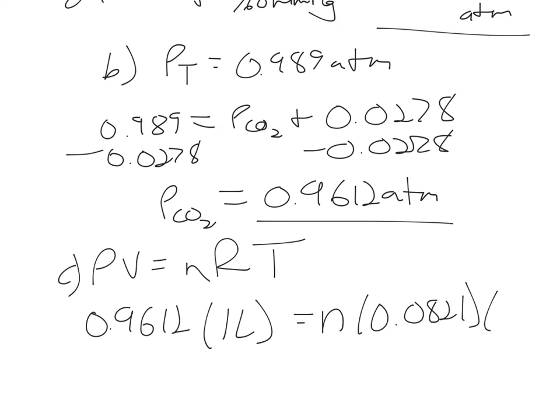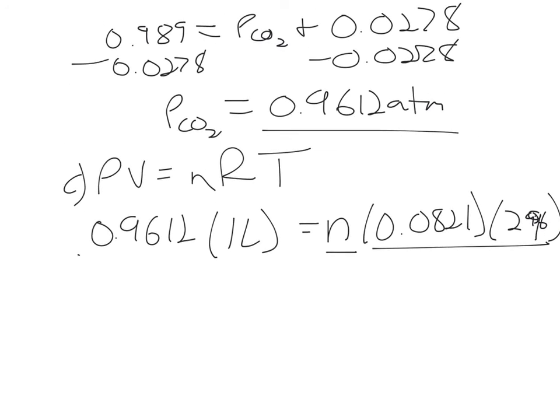Now, the only temperature they gave us is the water at 23 Celsius. But the water is in contact with the gas, and the CO2 has been bubbling through the water. We are going to make the assumption that the CO2 is also 23 Celsius. But don't forget to make that Kelvin. So this is 296 Kelvin. Okay, 296 Kelvin. And we want n, so we're going to divide by these guys, 0.0821 here and 296 here.